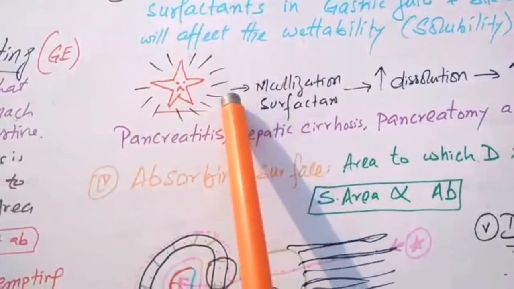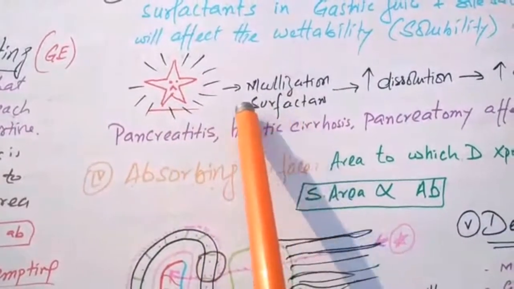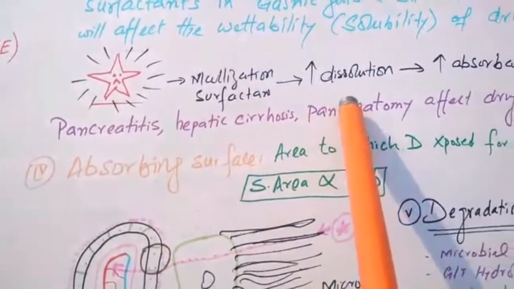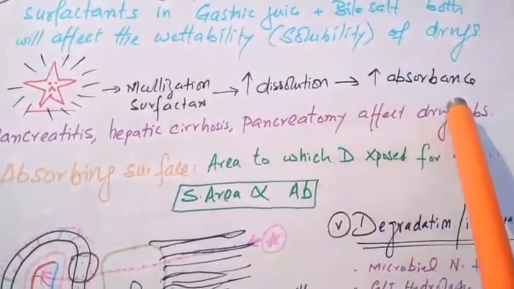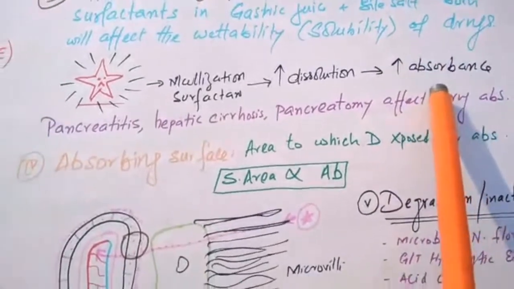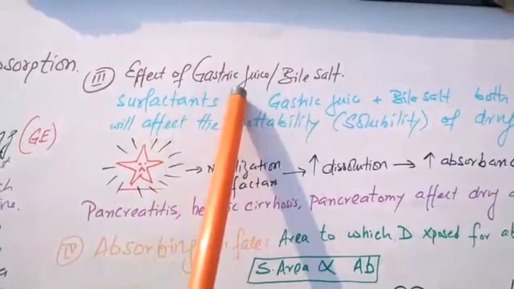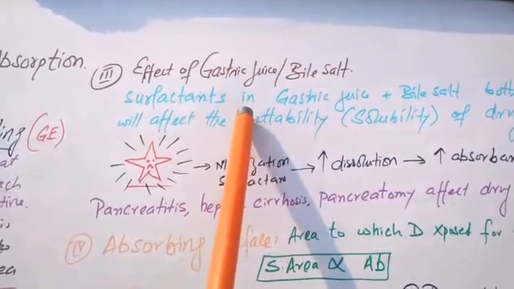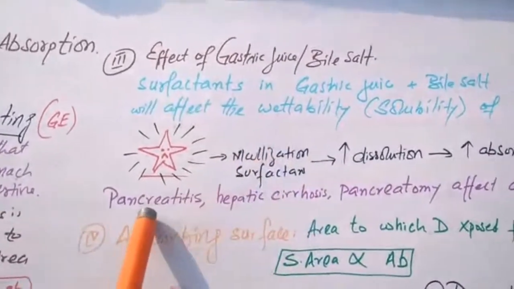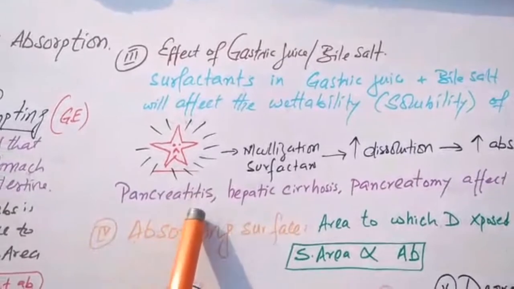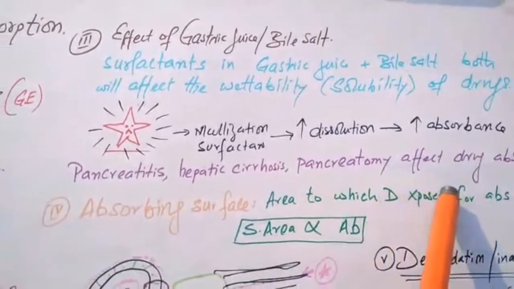increasing water-oil solubility and forming micellization, and this increases dissolution, in which this increased dissolved drug leads to increased absorbance. So if there is a lack of this surfactant, GIT drug absorbance will be disturbed, like in case of pancreatitis, hepatic cirrhosis, pancreatectomy, which affect drug absorption.